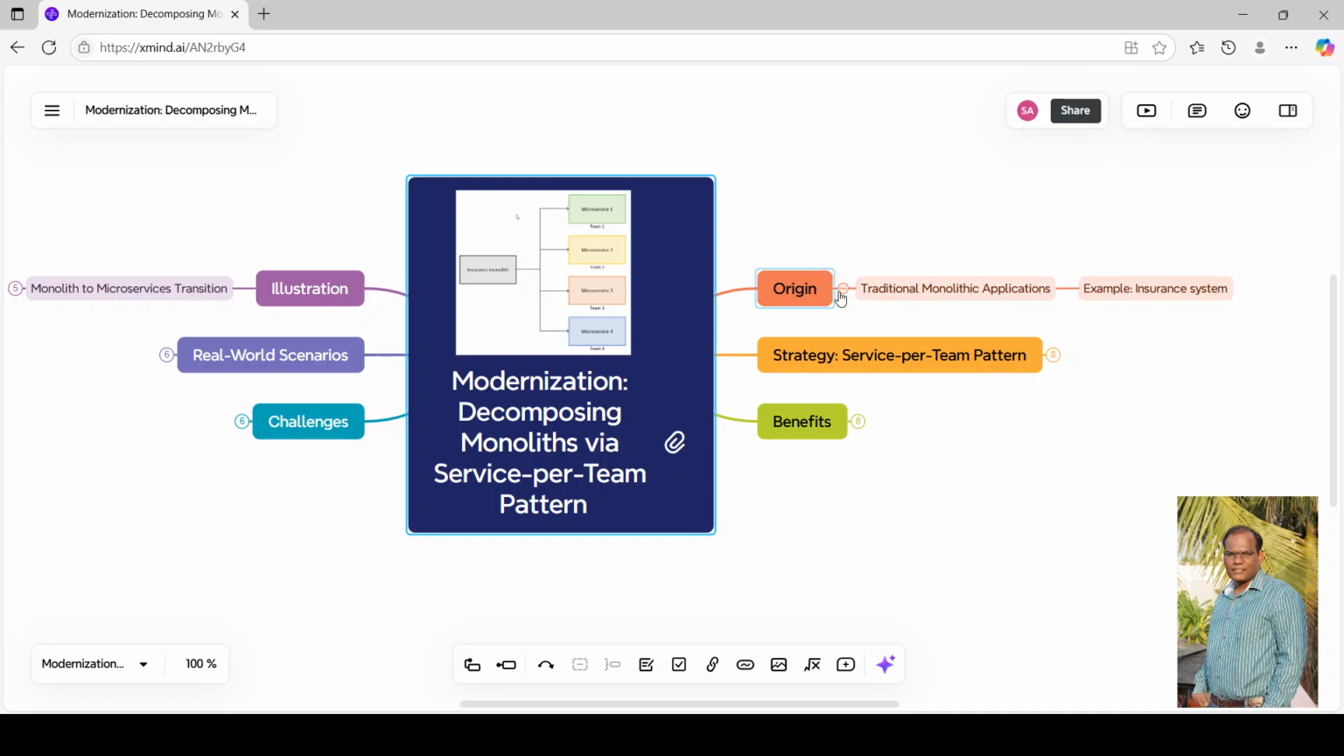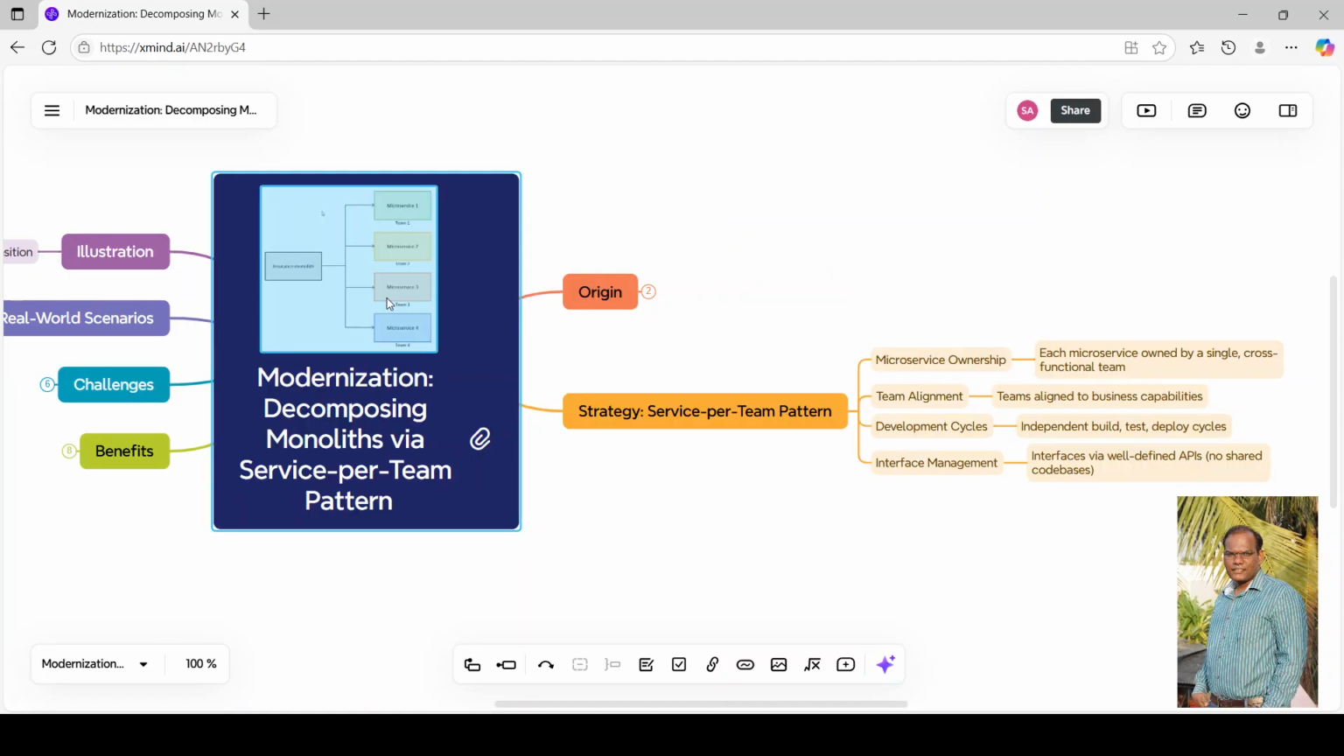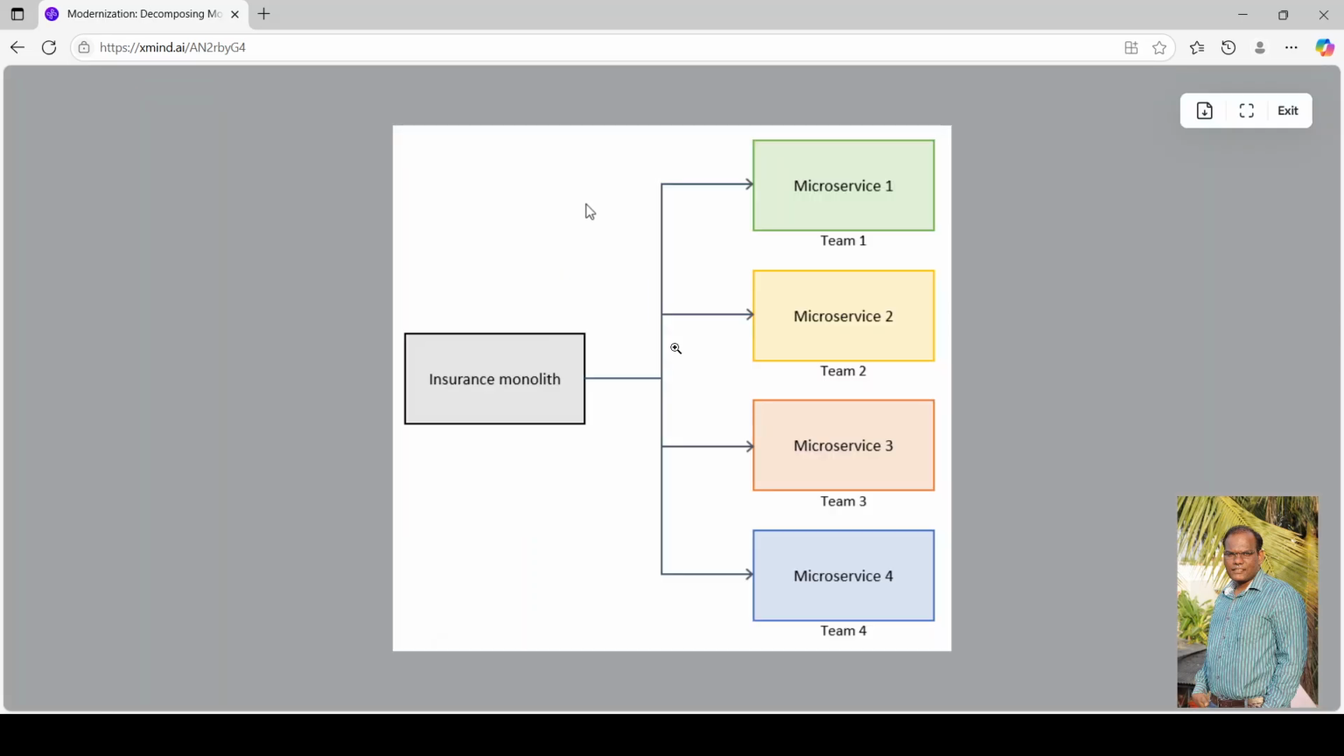So, next, let's talk about what is service per team pattern. In service per team pattern or model, every microservice is built, owned, tested, and deployed by a single independent team. And each team aligns with a clear business capability.